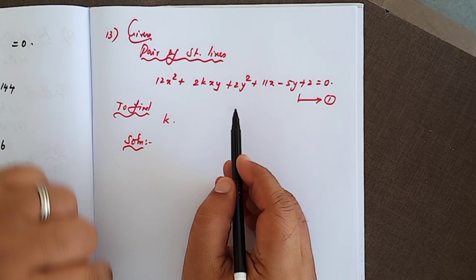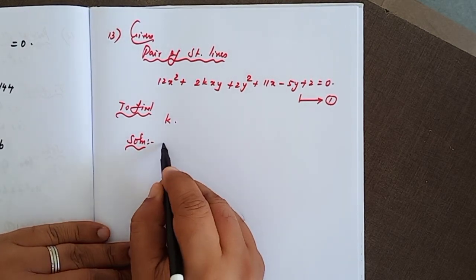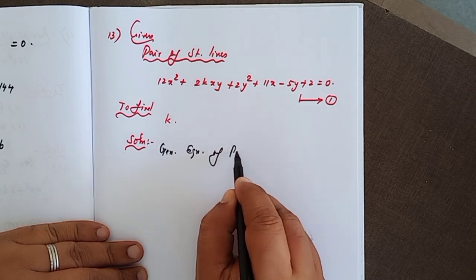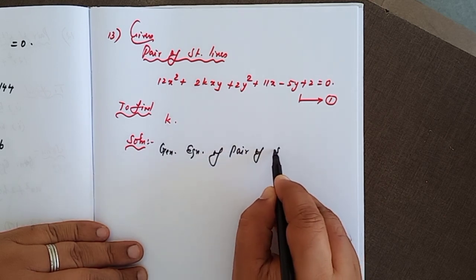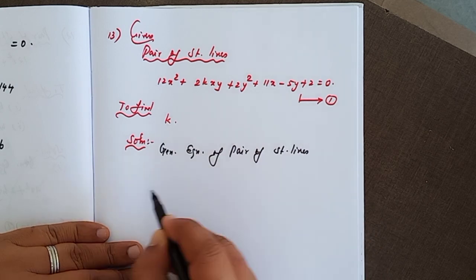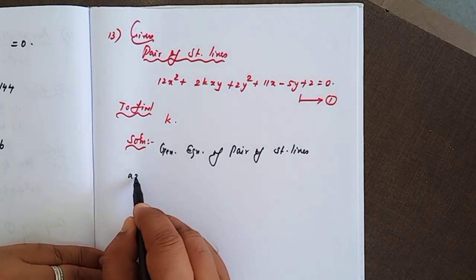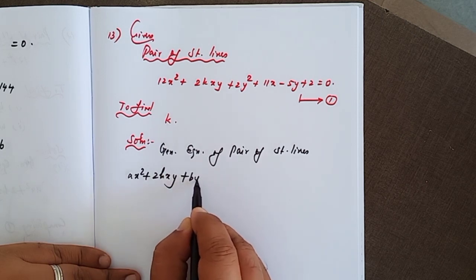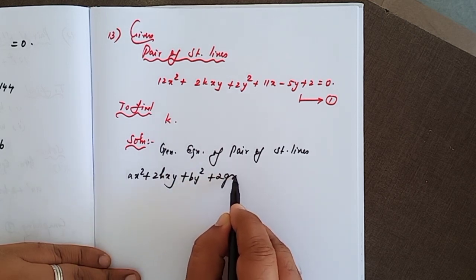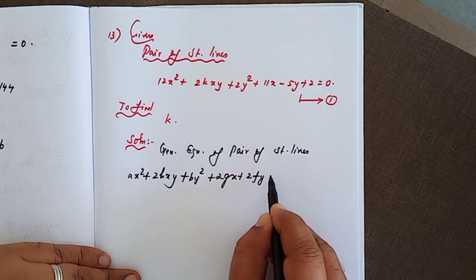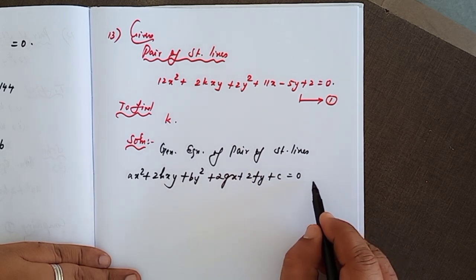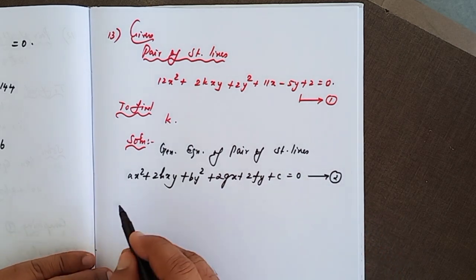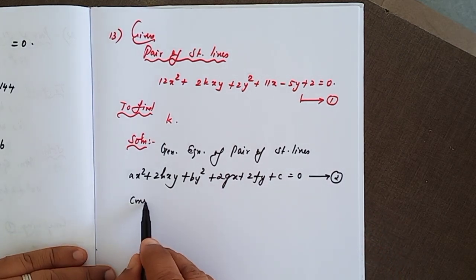First, we can compare this equation with the general equation of a pair of straight lines, that is ax squared plus 2hxy plus by squared plus 2gx plus 2fy plus c equal to 0. Let it be equation number 2. Comparing 1 and 2.